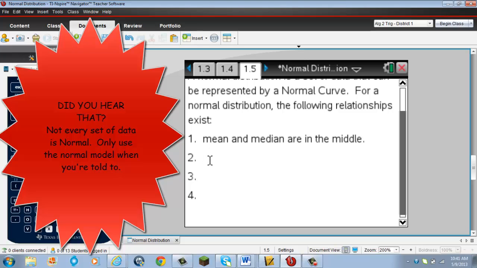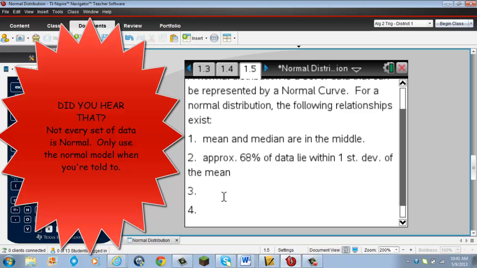Second relationship: approximately 68% of the data lie within one standard deviation of the mean. So 68% of the data surrounds the mean, and it's within one standard deviation of the mean. I'll give you examples of what that means in a few minutes.